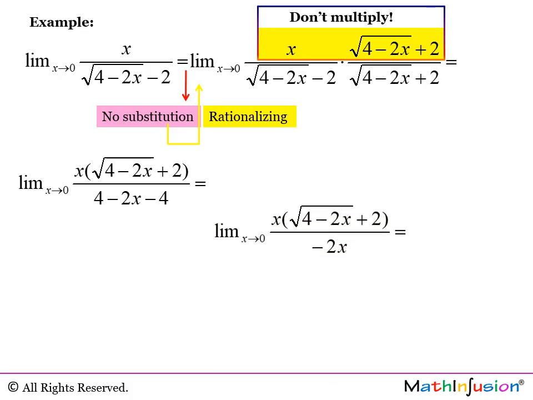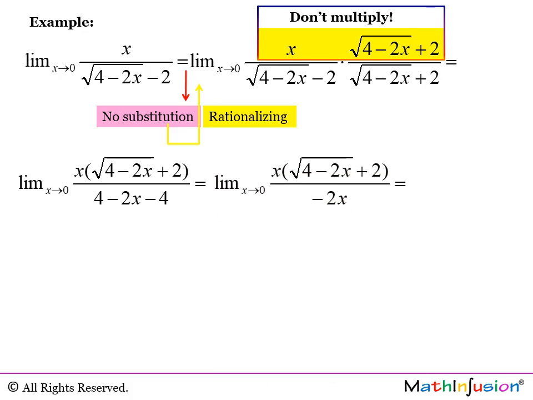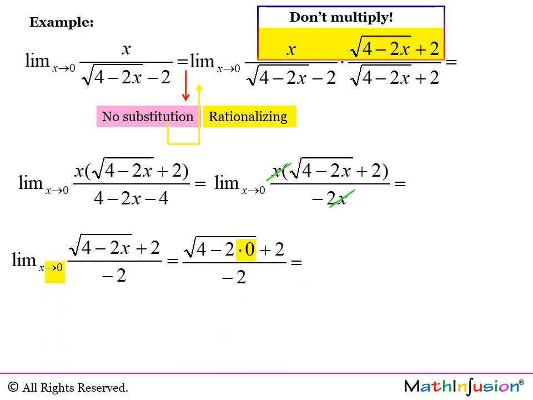We simplify more. Now you realize that you can cancel the problem part, which is the x, and we get this. Now we can go ahead and substitute 0 for the x. We get that. Square root of 4 is 2. So we get negative 2 plus 2 over 2, which is just negative 2.